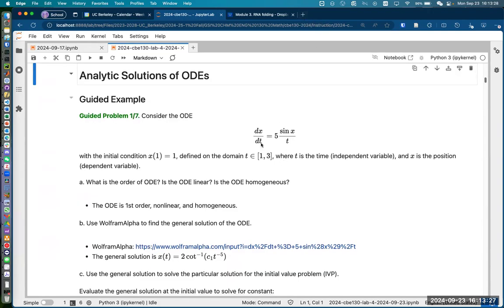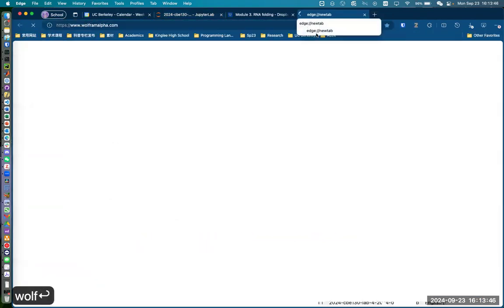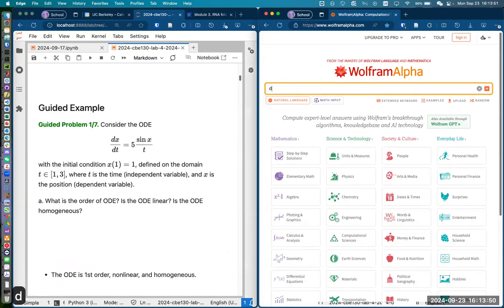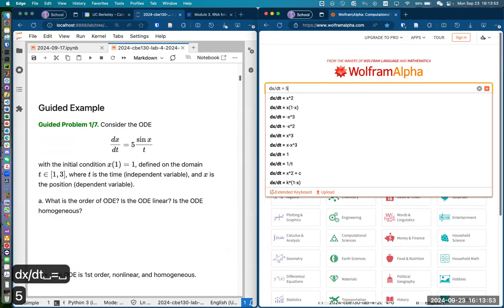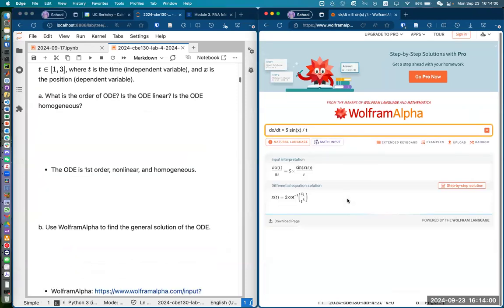For example, when we look at this nonlinear ODE, it asks what is the order of the ODE? The order is first order. It's nonlinear because it has a sine and is divided by t, and the ODE is homogeneous. So we use Wolfram Alpha to find the general solution of the ODE. We go to Wolfram Alpha and type in the equation: dx/dt is equal to 5 times sine of x divided by t. You can get the general solution of the ODE.